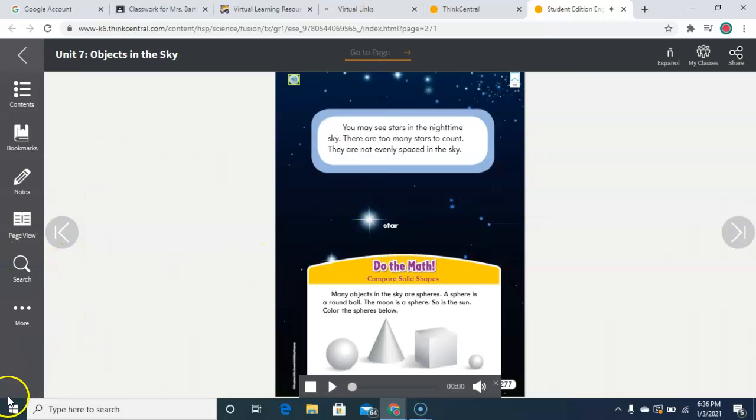Okay, so what you're going to do now is to color those spheres. I'm just going to use this. So you're going to color this first one right here. Oh, I was trying to move it over. Hold on.